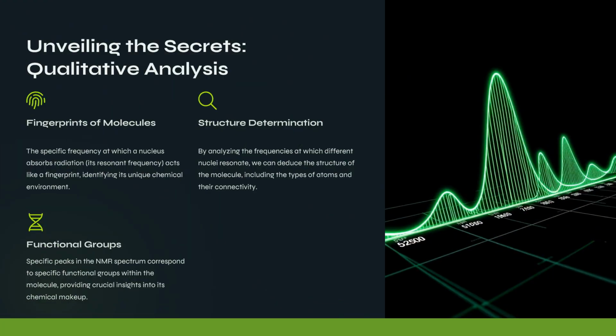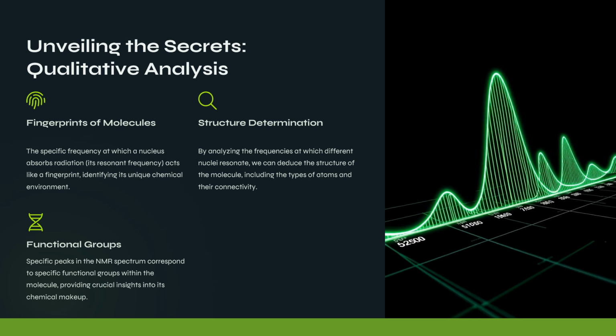Now, let's see how NMR helps us uncover important details about the structure of molecules. Every nucleus in a molecule absorbs radiation at a specific frequency, which is unique to its chemical environment. This is similar to a fingerprint, allowing us to identify specific atoms and groups in the molecule. By analyzing these unique frequencies, we can determine the structure of the entire molecule. This helps us figure out the types of atoms present and how they are connected together.